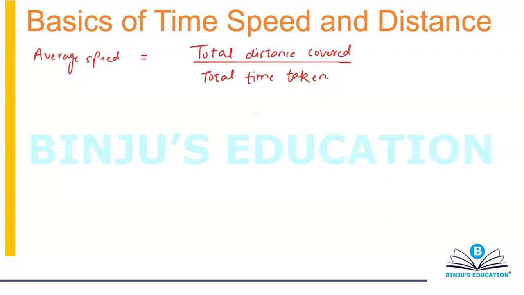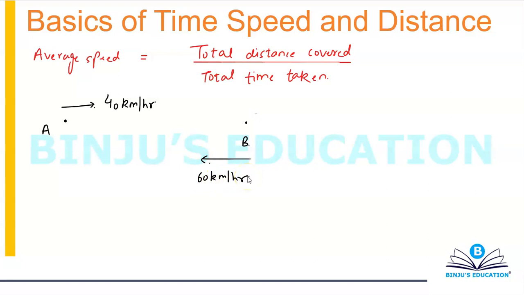Let's say if I give you a question: there are 2 points, A and B. A person goes from A to B at an average speed of 40 kilometers per hour and he comes back from B to A at an average speed of 60 km per hour.